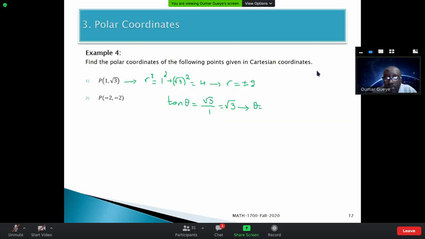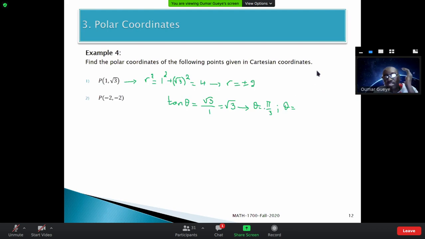And what else? Yeah, theta equal to what? Yeah, 60 degrees is pi over 3. It's in radians. As it was at the beginning of the class, you have to provide your angle in radians, not in degrees. It's going to be 60 degrees, which is equal to pi over 3.